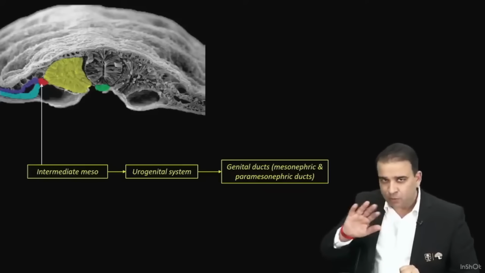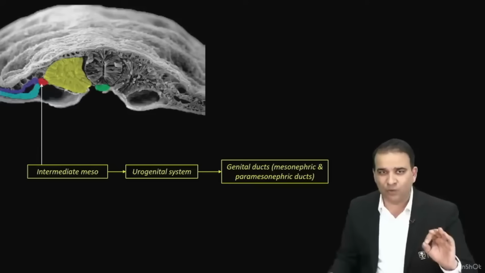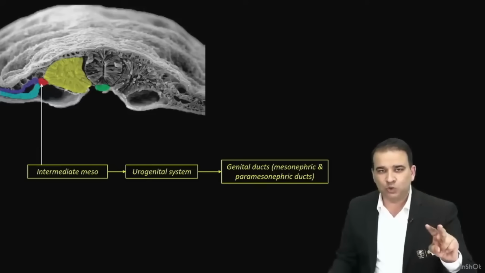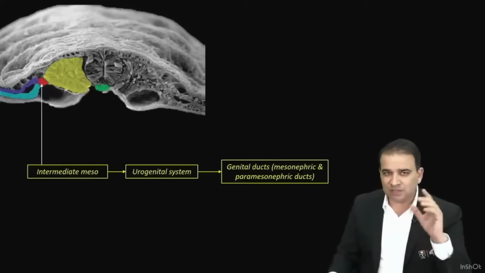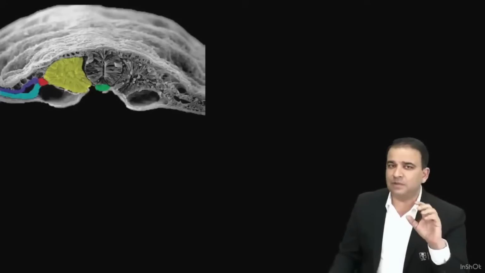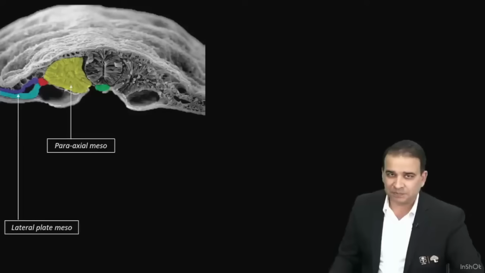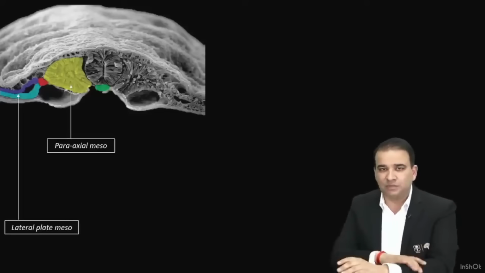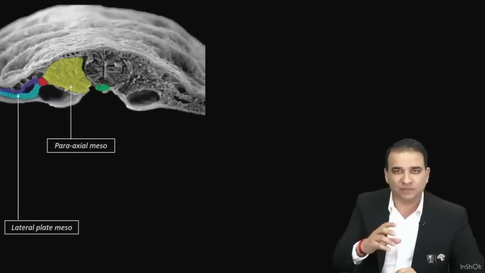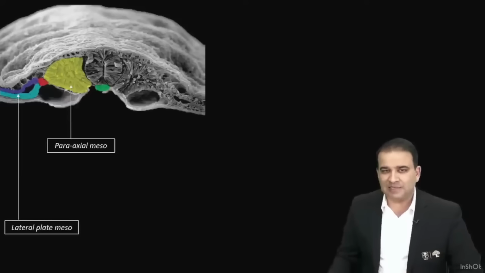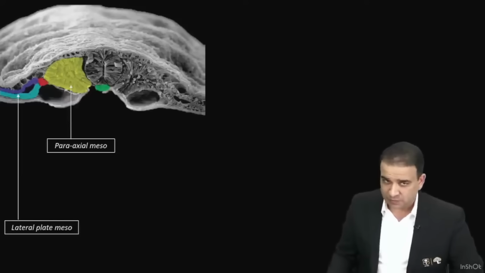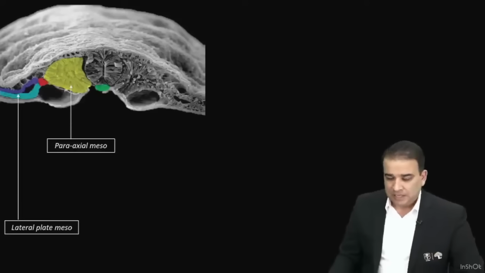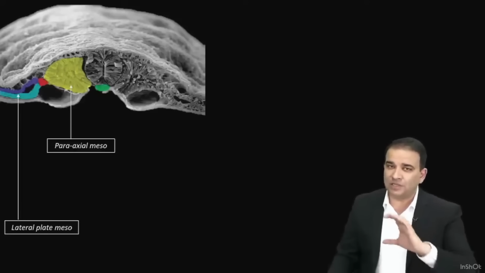Now guys, let's remove this intermediate mesoderm and focus on the 2 other mesoderms that you're looking at, the paraaxial and the lateral plate mesoderm, because they are very much comparable to each other. If you know the paraaxial mesoderm, you automatically know the lateral plate mesoderm. So let's see what paraaxial mesoderm and lateral plate mesoderm will give rise to. Now first the paraaxial, guys. Why do we call it paraaxial? Because it is along with the neural tube.